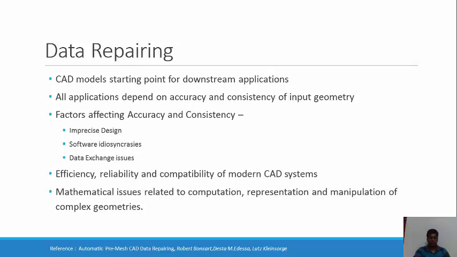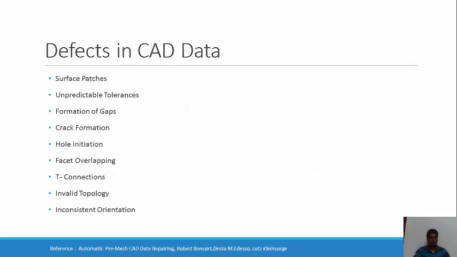And there are also some mathematical issues concerned with the computation, representation and manipulation of complex geometries. So these are basically the defects that occur in CAD data. Some are surface patches, then tolerances which are unpredictable. You can see gap formation and formation of cracks, and on the surface, like I said before, hole initiation must be prevented. Then facets, overlaps, and you can see some kind of T connections, and there is a lot of invalid topology and inconsistent orientation.